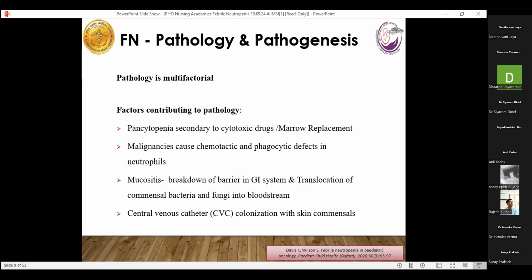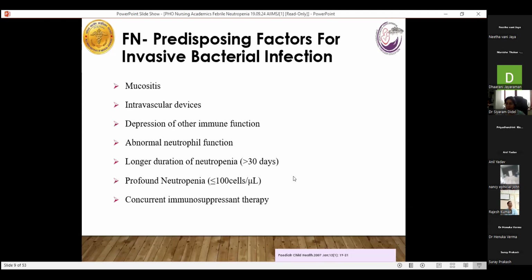Then we have to place central venous catheters for giving chemotherapy. That will lead to colonization with skin commensals. So what are the predisposing factors for an invasive bacterial infection? The factors could be mucositis, intravascular devices, depression of immune function and abnormal neutrophil function because of chemotherapy, longer duration of neutropenia, more than 30 days, profound neutropenia, less than 100 ANC, and concurrent immunosuppressant therapy.